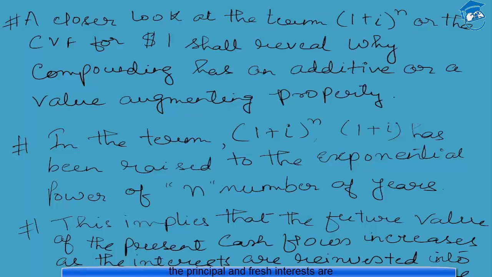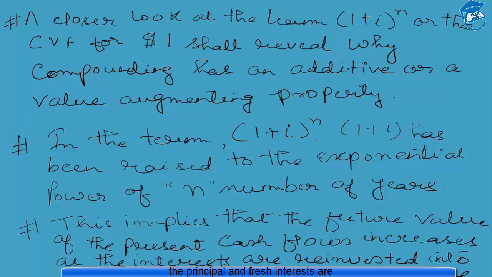A closer look at the term (1 + i)^n, or the CBF for $1, shall reveal why compounding has an additive or a value-augmenting property. Now student, it is a very important point I want to discuss over here: till now I am sure you have understood how exactly compounding is really working wonders in the world of finance.